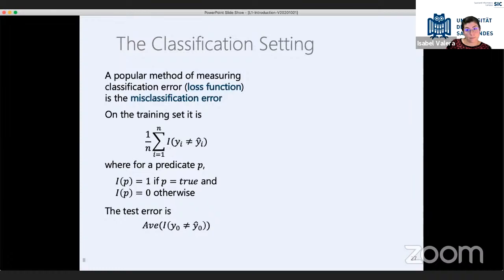So we can do the same for the test error and compute this same expectation, but over a test set or over the whole population. And in general, this is going to tell you what is the probability of you making a mistake.